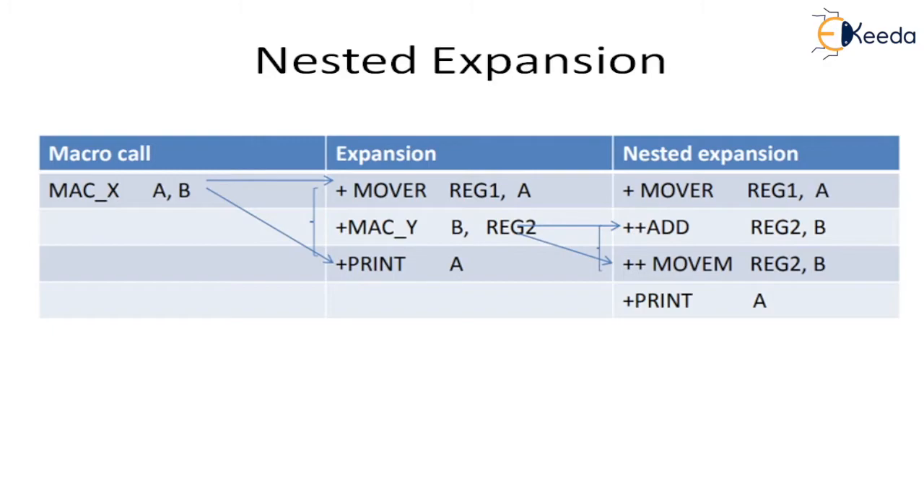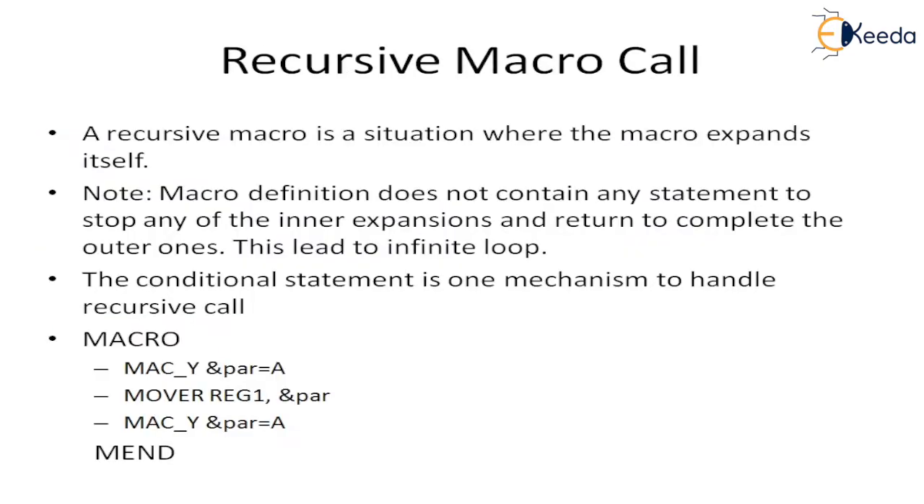Then the micro Y is executed, and it uses register 2. So first of all, the operation on register 2, that is add and move to memory, takes place first, and then the micro X is executed. So in this way, nested expansion takes place.